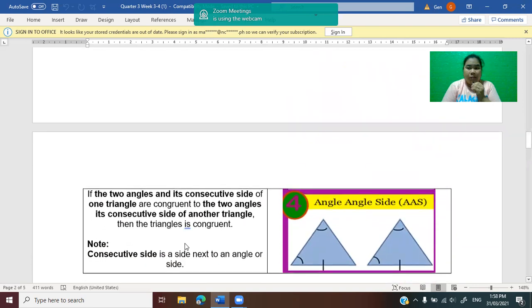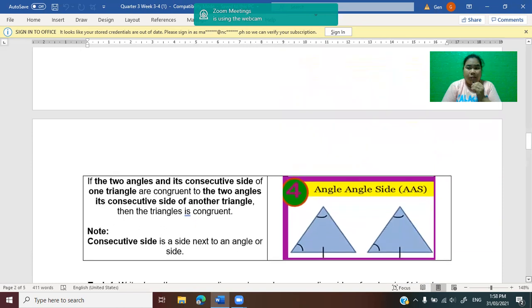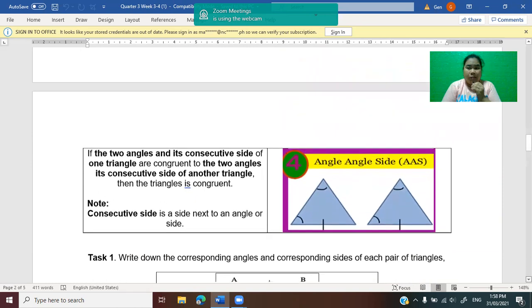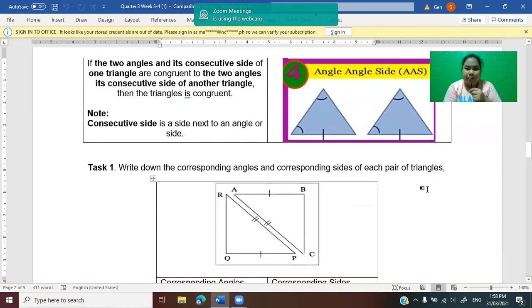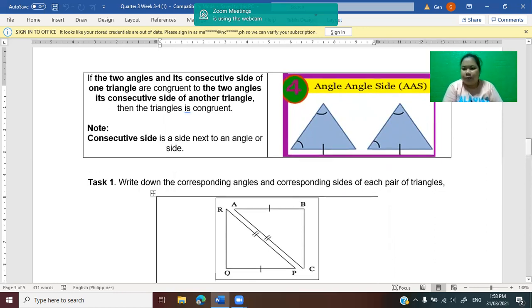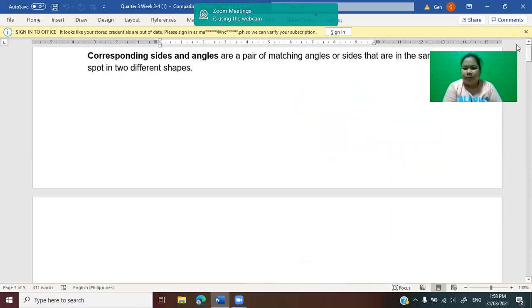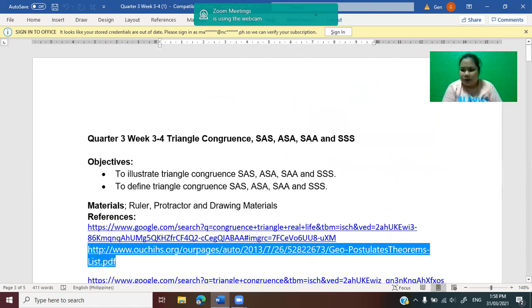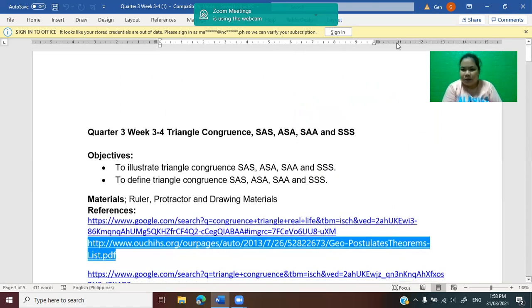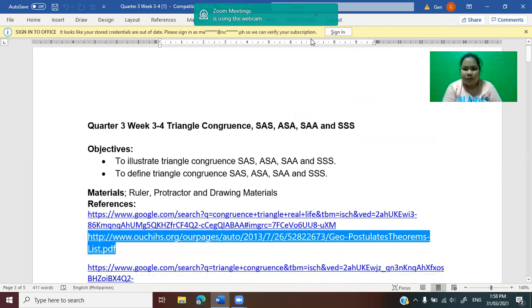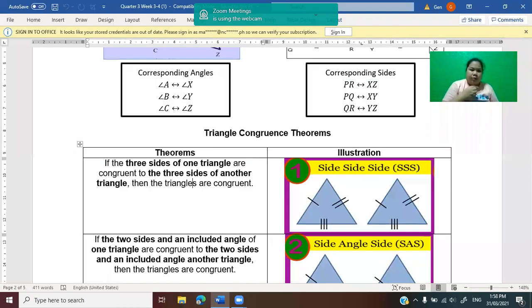Okay, so our goal is just to illustrate. Hindi pa natin siya ipoprove. We're going to illustrate pa lang naman. Okay, so let us go back to the first theorem. Okay, so we have now the SSS congruence theorem or side, side, side.